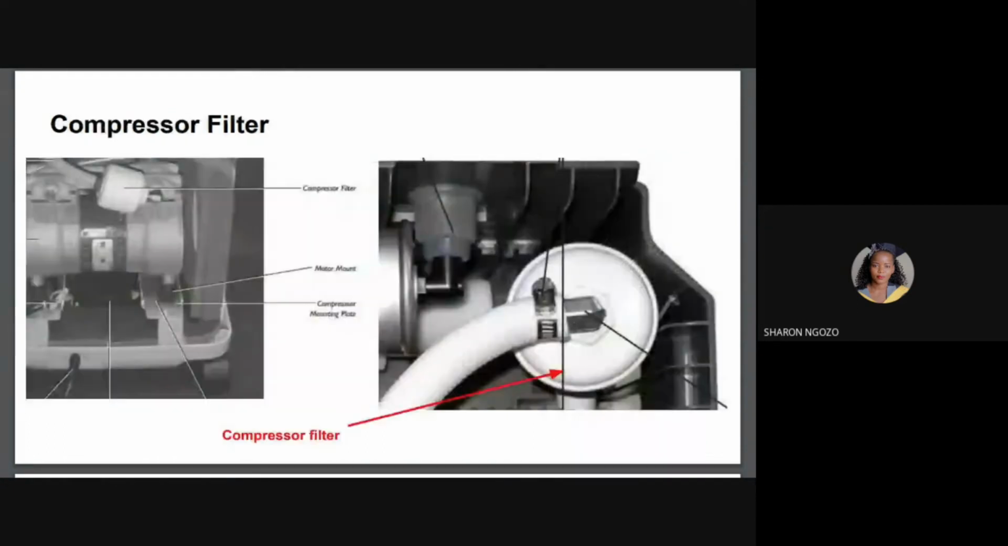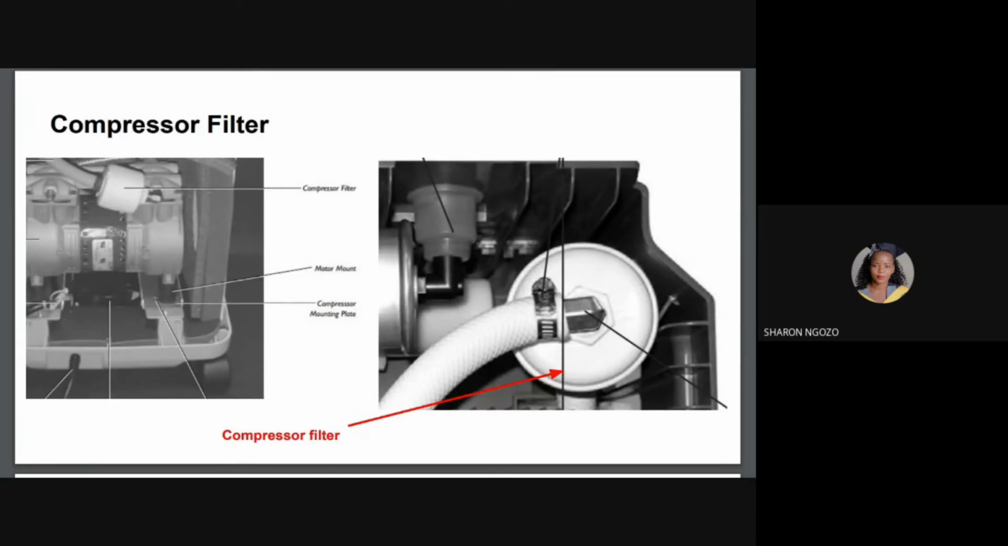Next slide, please. Now we'll talk about the compressor filter. From the graphics, you can see the compressor filter. This is found in the 515, 525, and 1025 DevoBlaze models.